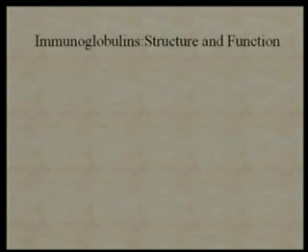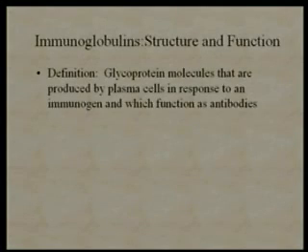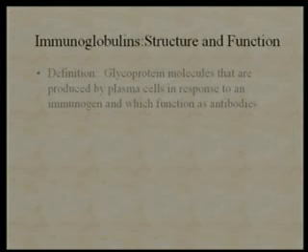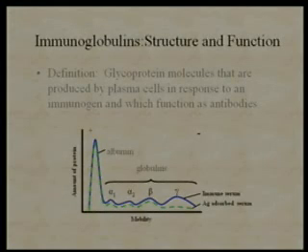All right. First of all, just define the immunoglobulins: these are glycoproteins produced by plasma cells, the terminal stage in the differentiation of B cells. And they're made in response to the immunogen, and they function as the antibodies. This is what mediates the humoral immune response. The immunoglobulin molecules are the antibodies. The term immunoglobulin comes from the following observation.